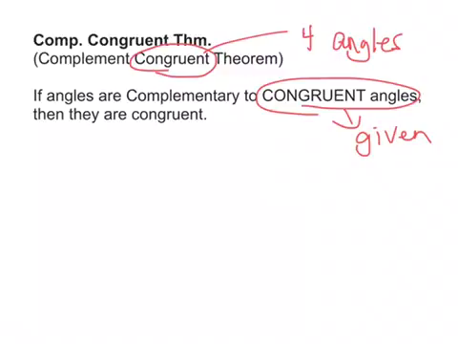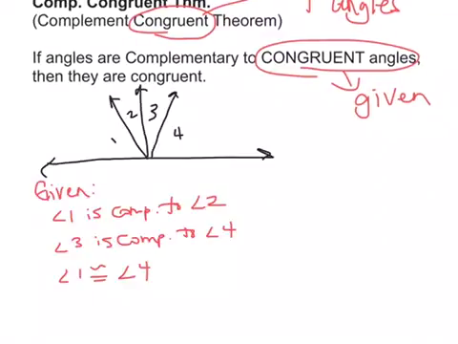So let me draw a picture. All right, so here's what this could possibly look like. There are different ways to draw it, but this is just one example. We've got all these angles, 1, 2, 3, 4, and we're given some information. We're told that angle 1 is complementary to angle 2. So here's angle 1 and 2. You can see, if you add those up, they would equal 90 degrees.